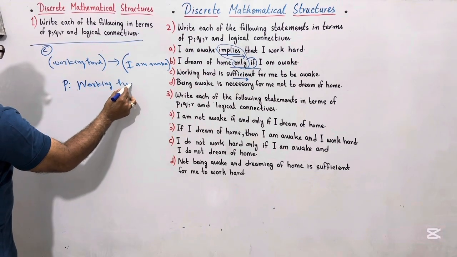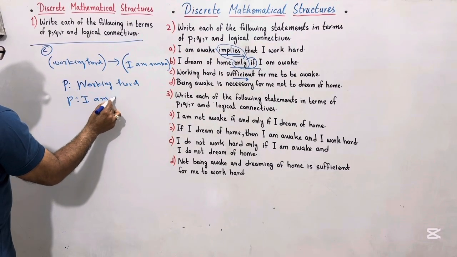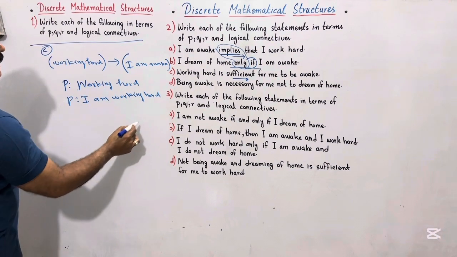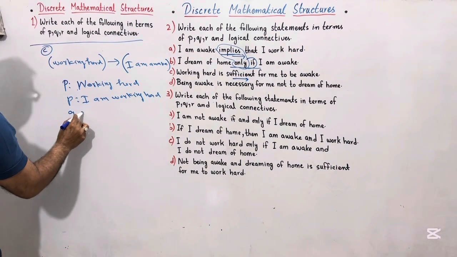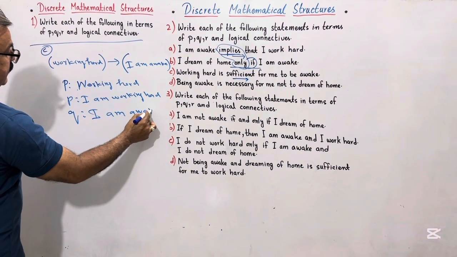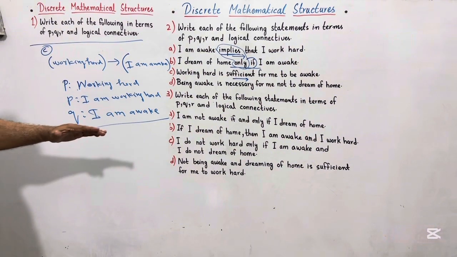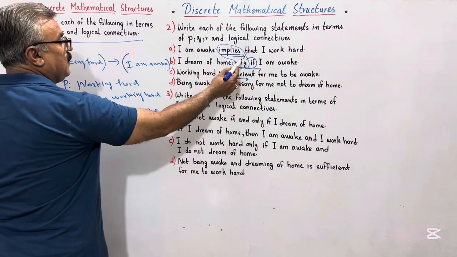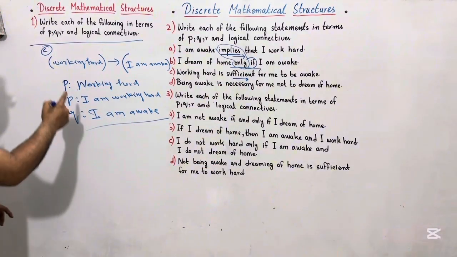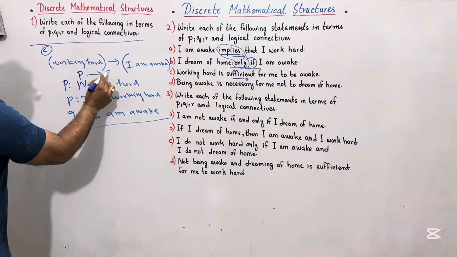Working hard is P: I am working hard. And Q is: I am awake. Sufficient is a synonym for only if and implies. They are synonyms. It means that working hard implies I am awake. P implies Q.